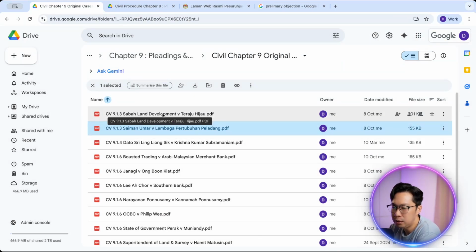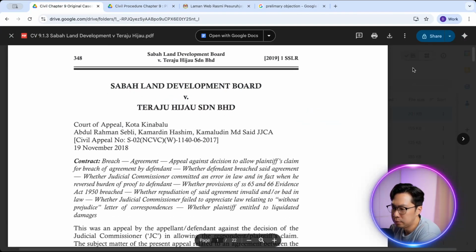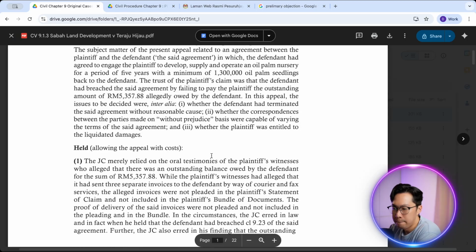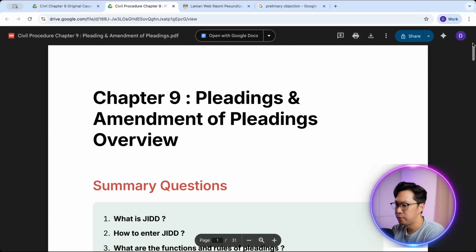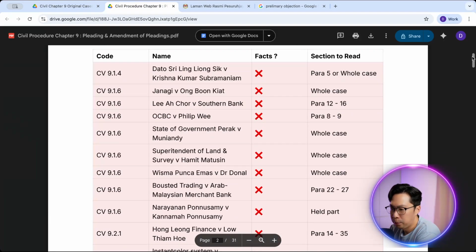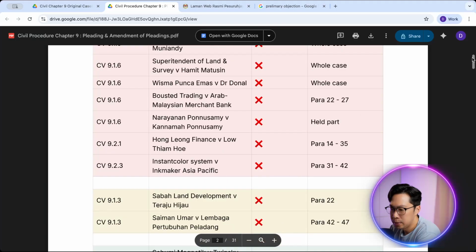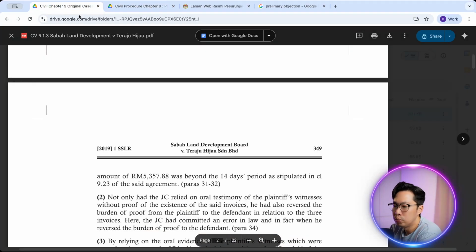I think you see here. What paragraph I want you to read? Para 22.